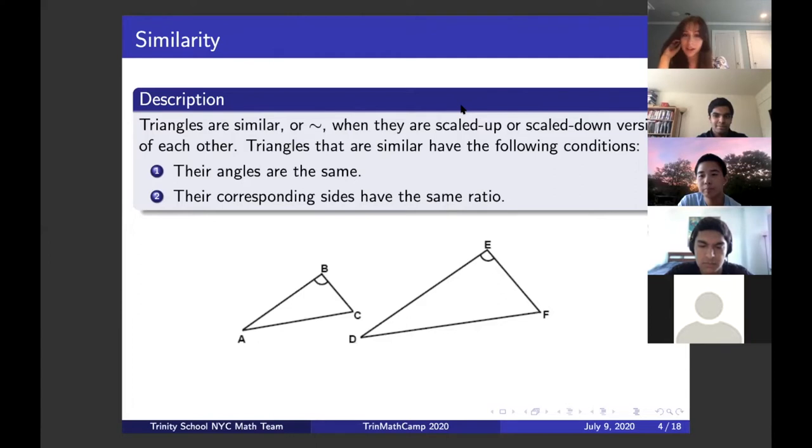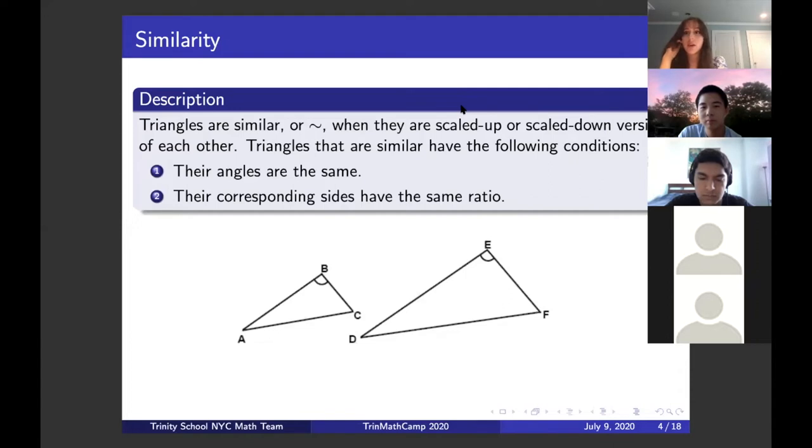If you guys remember yesterday, or 2 days ago, I guess, we talked about 3, 4, 5 triangles, and then a lot of people pointed out that it was a similar ratio, like 6, 8, 10 triangles. So for example, those two triangles are similar triangles.